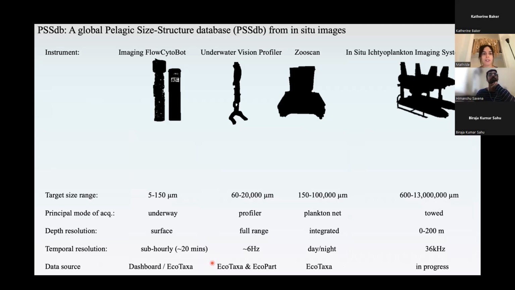So, for instance, the IFCB is typically used underway, so we only get images from the surface layer, whereas the Underwater Vision Profiler and the JetZoon are typically used as profilers or as a way to image vertical nets. So it really gives us an idea of the depth profile of different organisms, and the same for the ISIIS, which is a towing instrument. So the depth resolution is different across those instruments, so is the temporal resolution and the source of all those data.